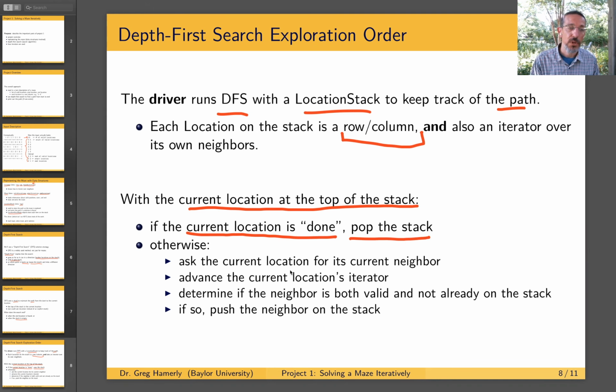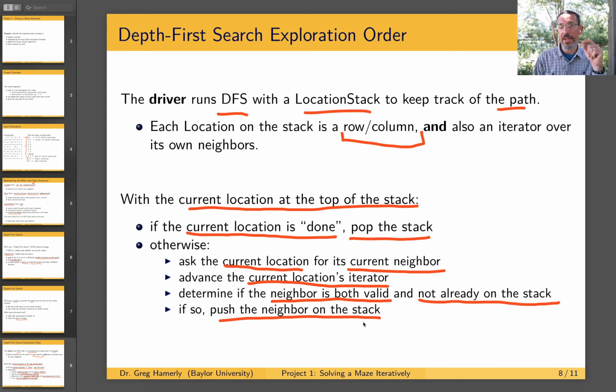If we haven't hit a dead end, however, we're going to ask the current location, again, that's the top of the stack, for its current neighbor. Then we'll advance the current location's iterator. So if the current location was pointing to the left, then we would advance the current iterator's next direction to up. Then we would determine if the neighbor to the left, in this case, is both valid and not already on the stack. If it is both of those things, both valid according to the maze and not currently on our path, then we would push the neighbor onto the stack so it becomes our current location. So we've advanced one position. And notice that when we do that, what was our current location moved from pointing left to pointing up. Therefore, if we ever have to backtrack to that position, the next time we try to go to its neighbor, it will go up instead of left again.